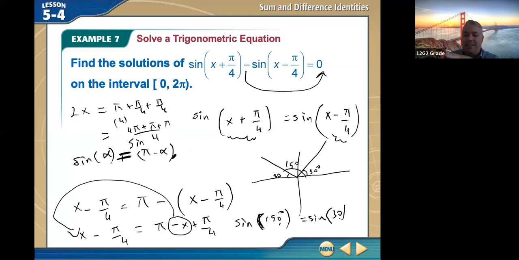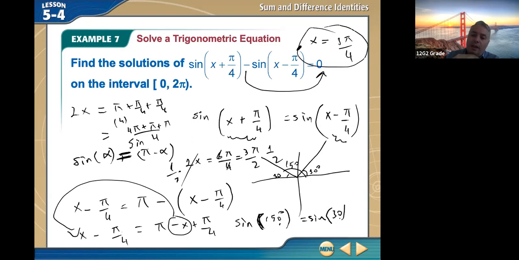I will explain again, I'm just quickly solving the question. 2x is 6 pi over 4. If I simplify, 3 pi over 2. So this is 2x, and I want to find x. So 1 over 2 times, only x equals 3 pi over 4. Only x, 3 pi over 4.